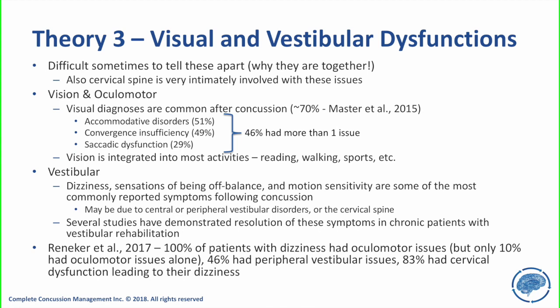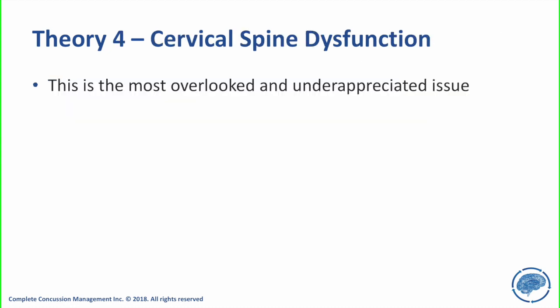They were looking at patients with dizziness, and they found that 100% of the patients coming in with post-concussion syndrome complaining of dizziness as a primary symptom had ocular motor issues. Only 10% had only ocular motor issues. 46% had vestibular disorders. 83% had cervical dysfunction leading to their dizziness. So again, 100% of the patients had visual and ocular motor issues. If you're only doing vestibular, or only doing one facet, you're not able to combine everything and really find the true cause of these issues.